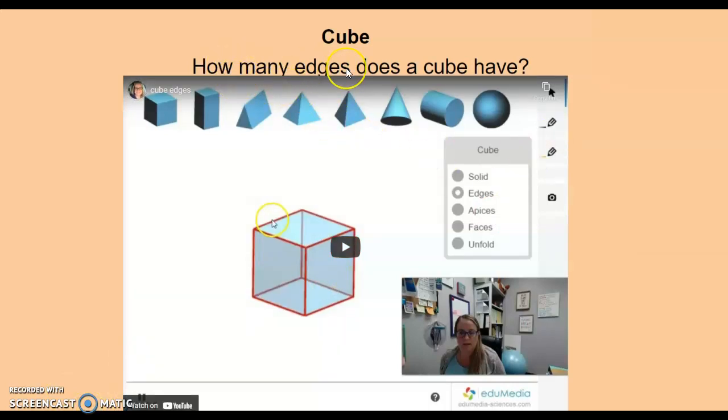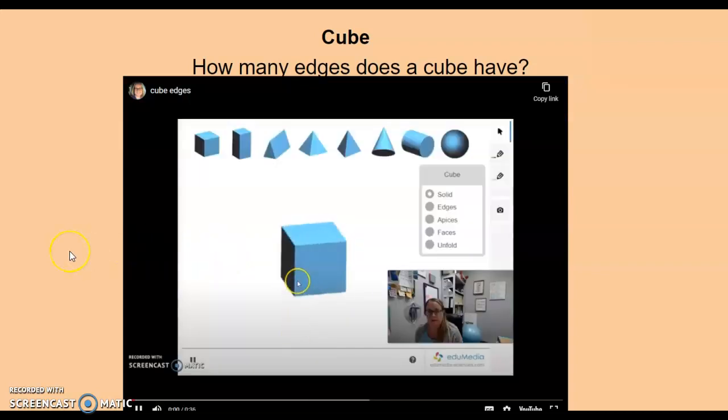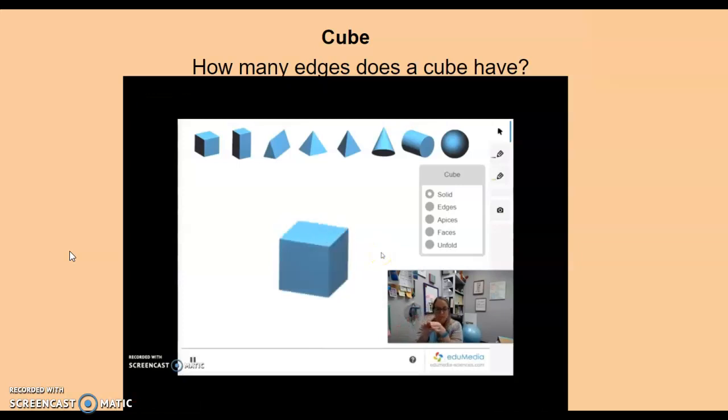So remember, the edges are when two faces come together. So let's look at this. Now let's look at the edges. Remember, an edge is where two faces come together and they meet. So I'm able to see all of the edges and they are outlined in red.